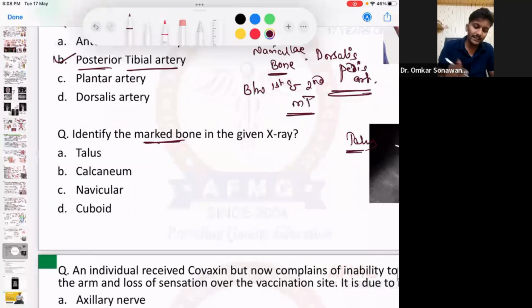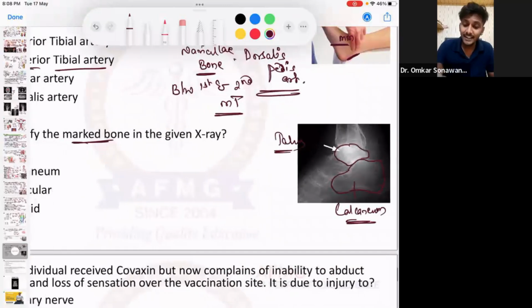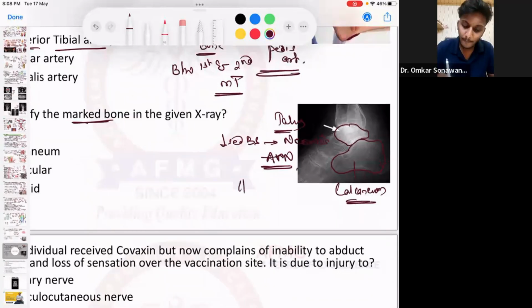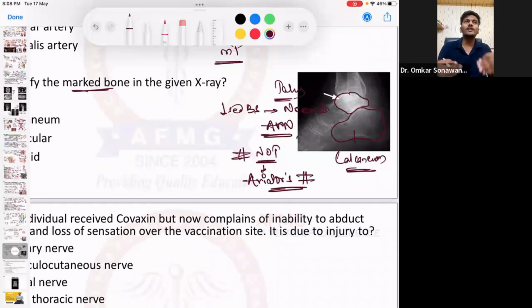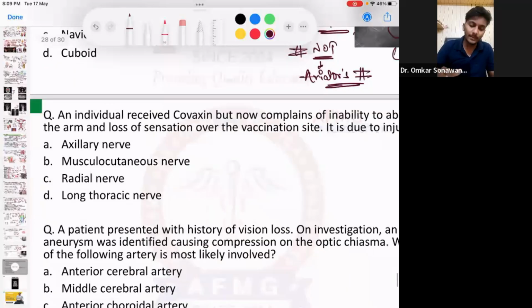And what can be seen over here in the talus? Very good. It is avascular, with a whitish appearance. If it appears whitish, that means there is decreased blood supply or necrosis. So in this you can see avascular necrosis of the talus. Avascular necrosis of the talus is usually due to fracture of the neck of the talus, and that is what is called the aviator's fracture. There can also be avascular necrosis of the body of the talus. This is the third most common site. No issues with this, anybody?